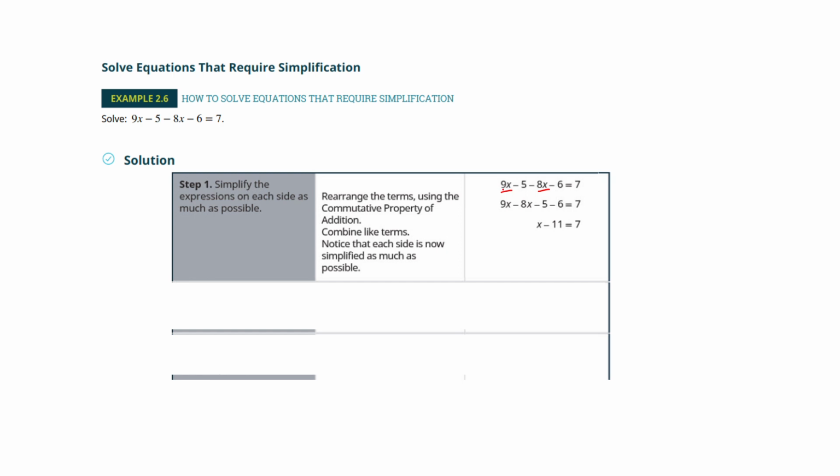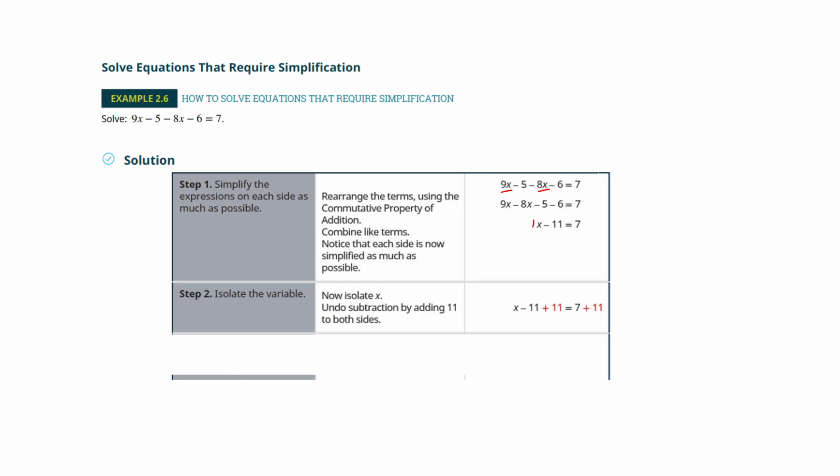So I can combine 9x minus 8x. They're on the same team. So when you put those together, you're left with 1x. You've got 1 guy on the X team. And now the numbers, they're not on any team. We can just put them together. It's minus 5 and minus 6. So things are getting worse. You owe me 11. So x minus 11 equals 7.